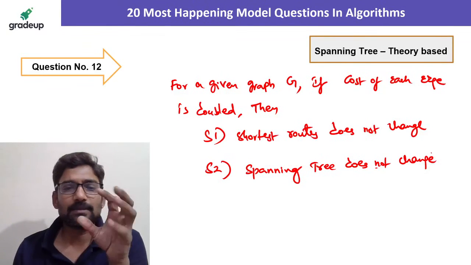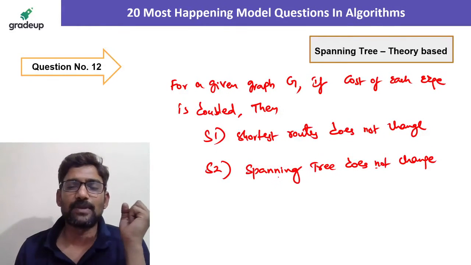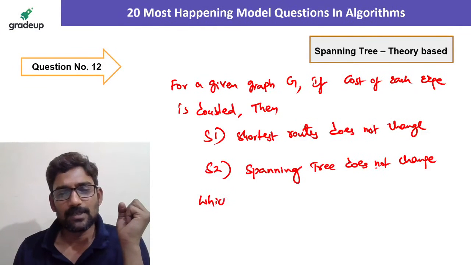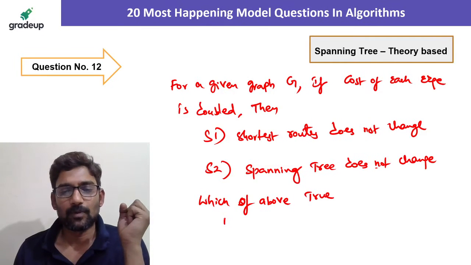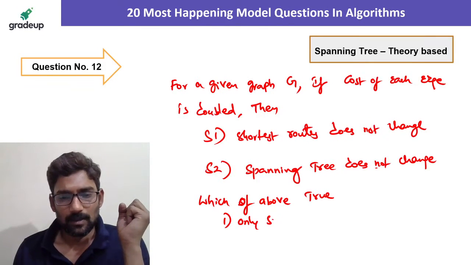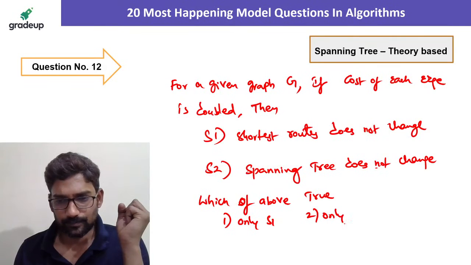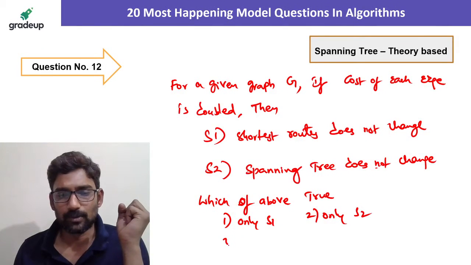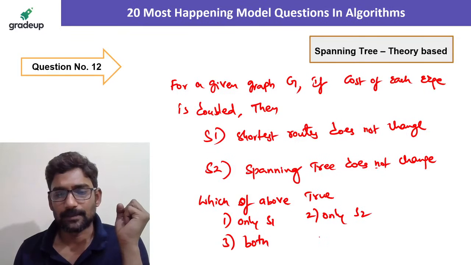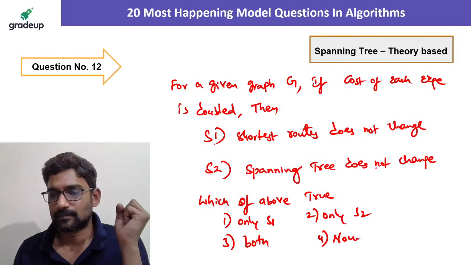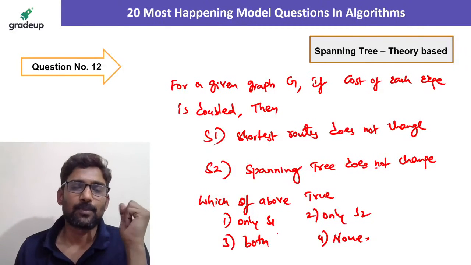So like this, you may get a theory based question and you may be asked which of the above statements are true. You can say only S1. You may say only S2. You may say both. You may say none. Possible.